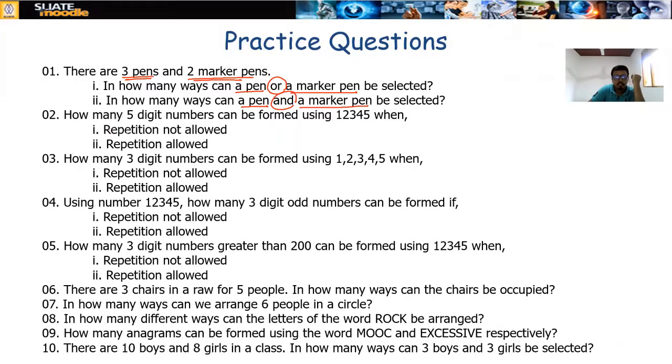Part 1, if the repetition is not allowed. Repetition not allowed, it means what? If we have used 1 for a particular place, we can't use 1 again. If we have used a particular digit for a certain place, we can't use it again. So how many possible options are there? How can we find the answer here?